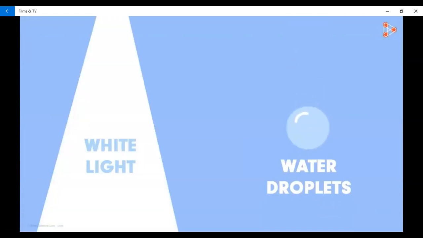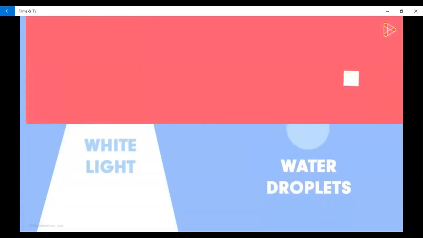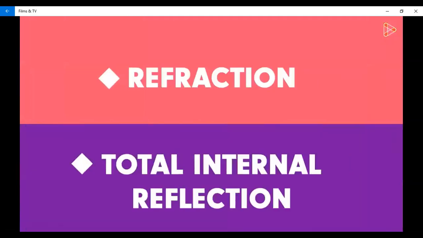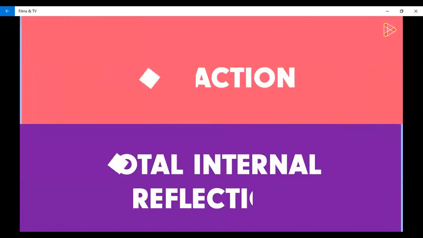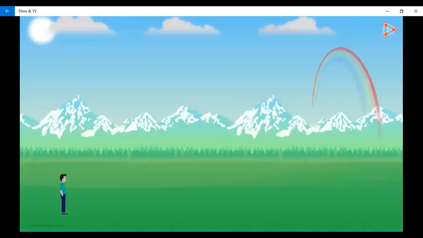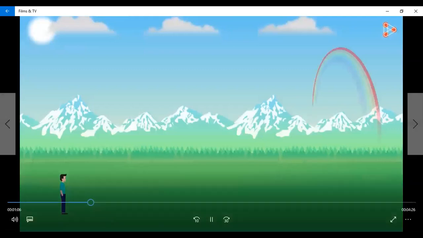Well, the formation of the rainbow results from the simplest of optical phenomena known as refraction and total internal reflection. Yes, among these two, we know quite a lot about refraction of light. Okay, so let's see how sunlight and droplets interact with each other. First of all, suppose that we're looking up at a rainbow from some point on the surface of the earth.